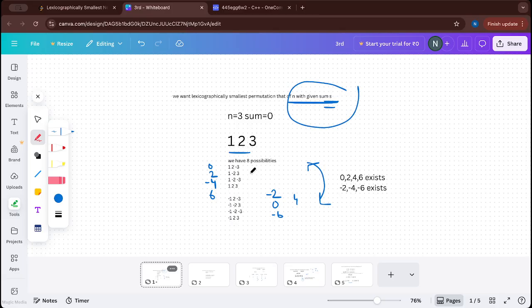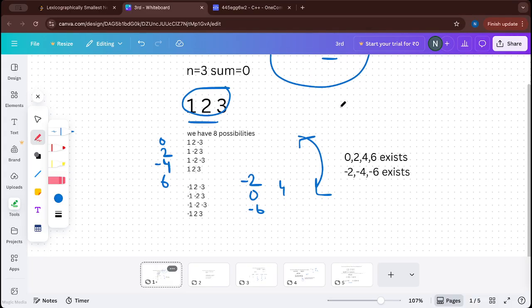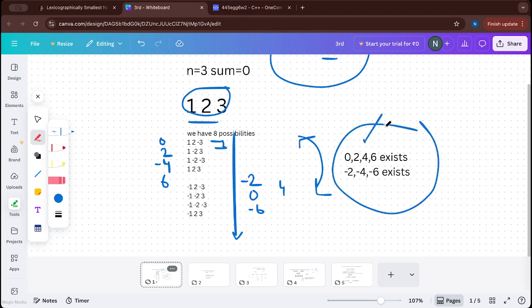For example, we have 1, 2, 3 and we have 8 possibilities of permutations, right? Every element can be positive or negative. So 1, 2, minus 3 or 1, minus 2, 3 and so on. We have 2 into 2 into 2 which are 8 possibilities. So what are the possibilities of sum we can get from those 8? They are only 0, 2, 4, 6, right? 0, 2, 4, 6 or negative of the above values.